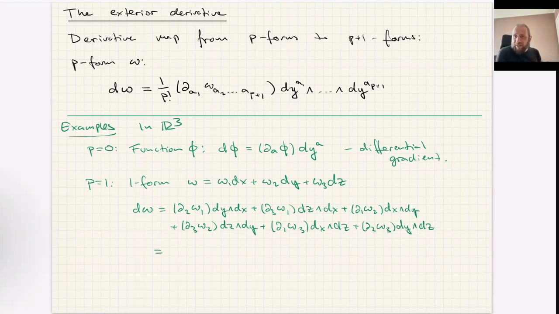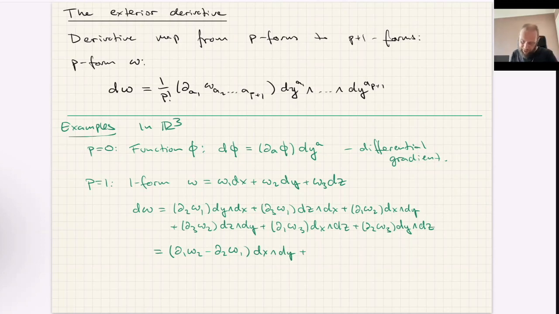So let's collect terms with the corresponding bases, right? Let me first take the dx dy. We also have a dy dx here, but that comes with a minus sign. So if I write that down, I have (d_1 omega_2 minus d_2 omega_1) dx wedge dy. And I do the same for the other terms.